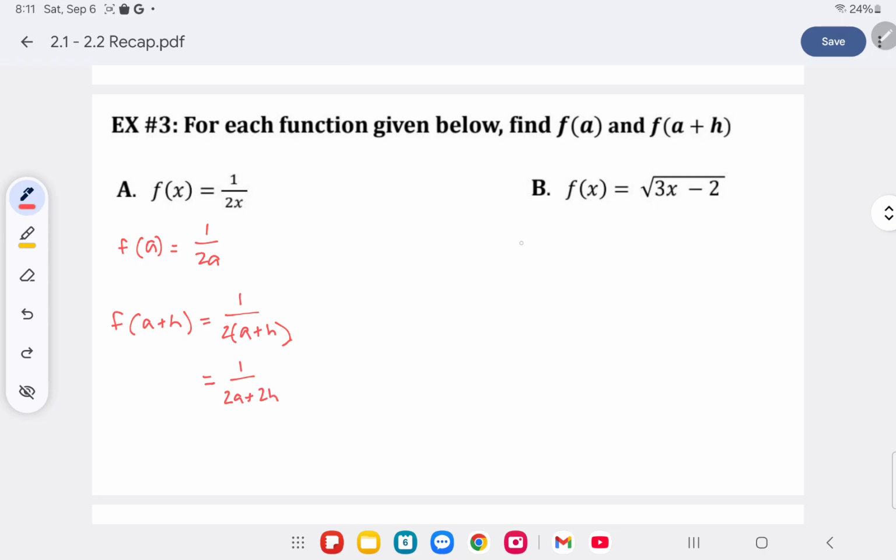Second example, f of a, we are simply substituting a where the x is. Later, again, that a will be a number instead. For f of a plus h, we are substituting a plus h where that x is.